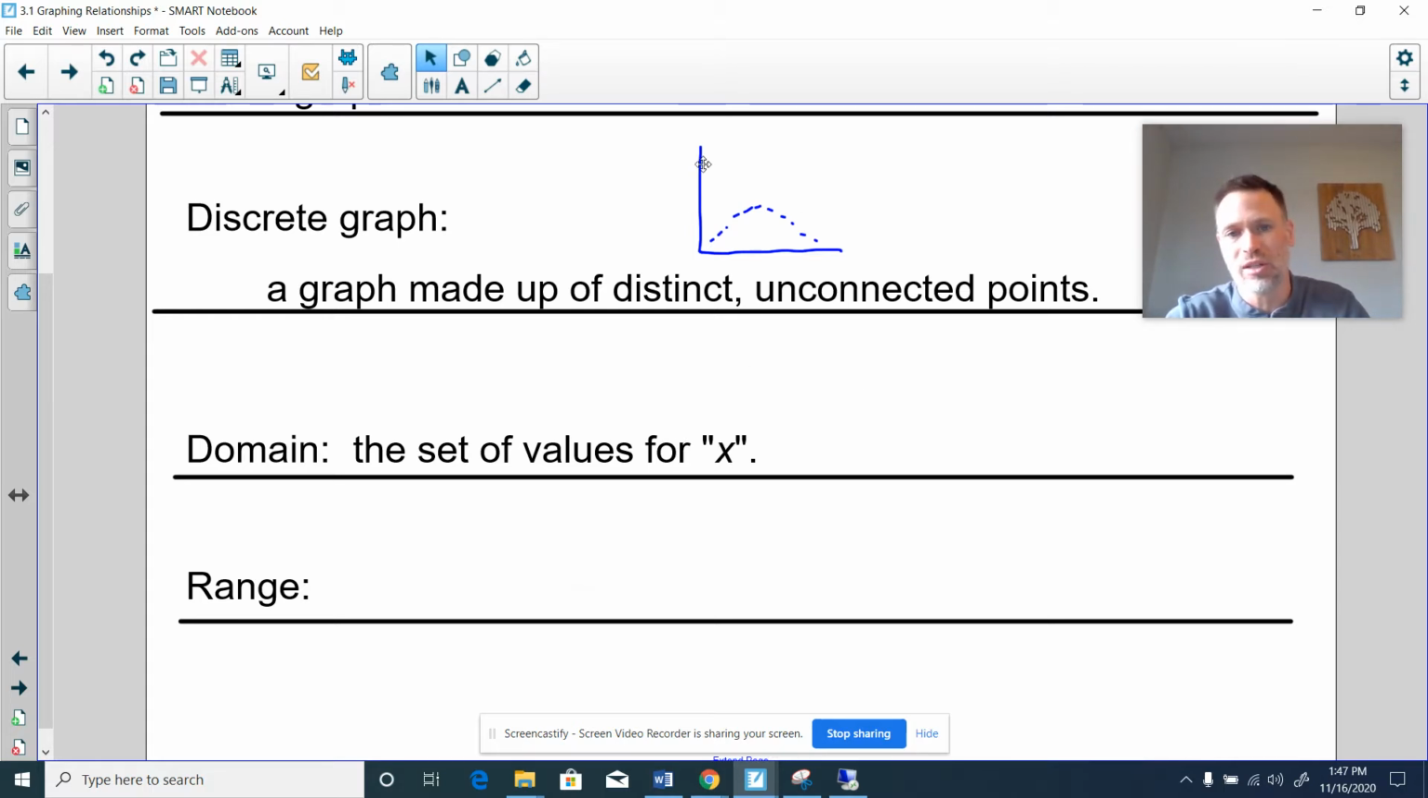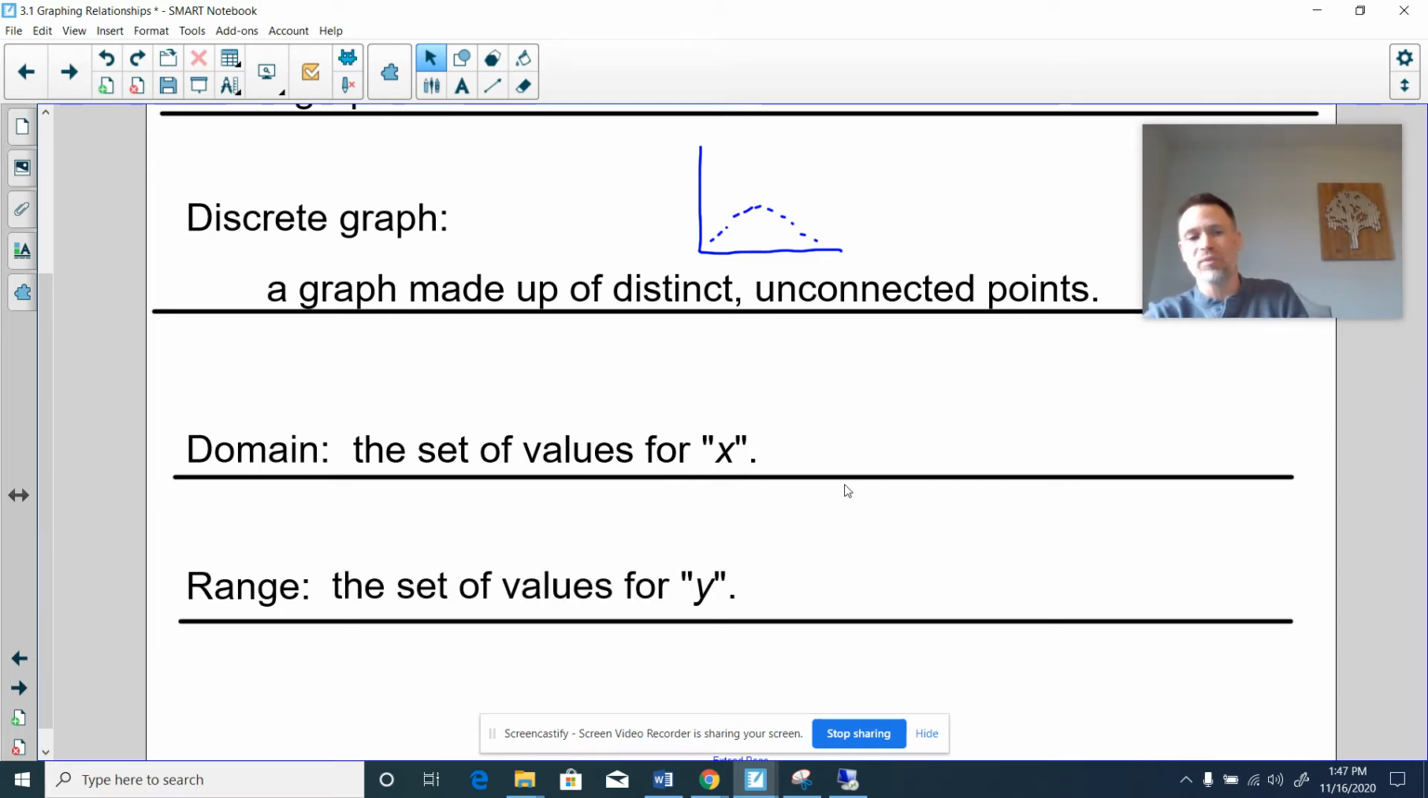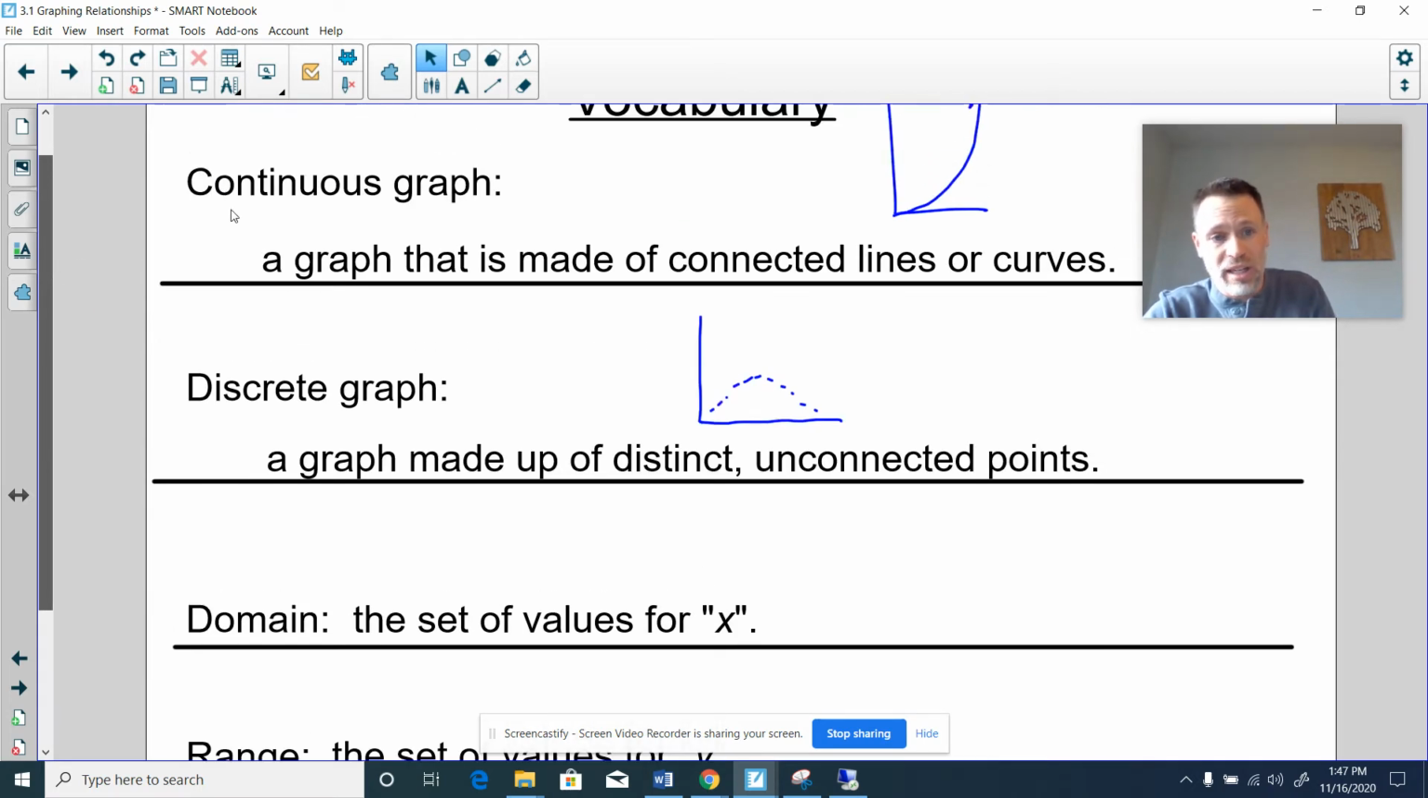So basically, if you took this graph here and made a table, it'd be all the x values, right? And then the range is the set of all the y values. And we write them differently for continuous and discrete graphs. So that's another thing that we got to learn today: not only what domain and range is, but how to write them correctly for discrete and continuous graphs.